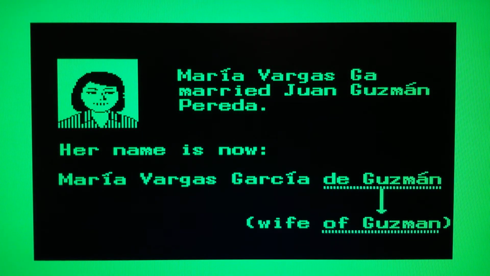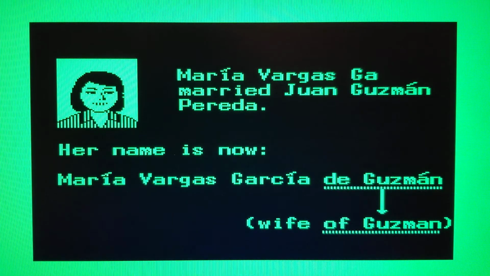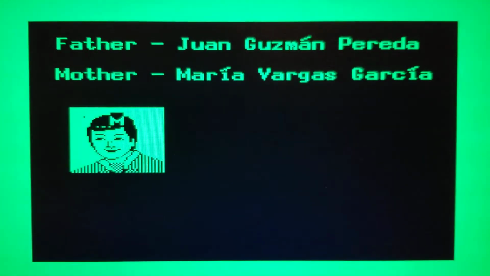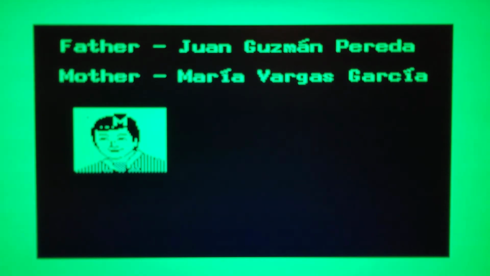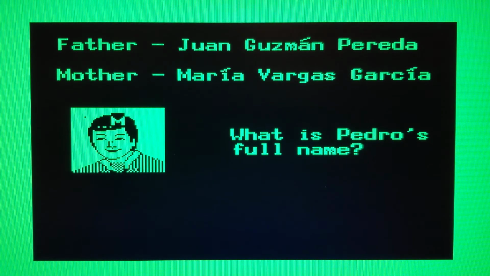Her name didn't change, but she can add to it de Guzman, meaning wife of Guzman. María Vargas García de Guzmán. Their son Pedro has two last names. The first is his father's first last name. The second is his mother's first last name. What is Pedro's full name?